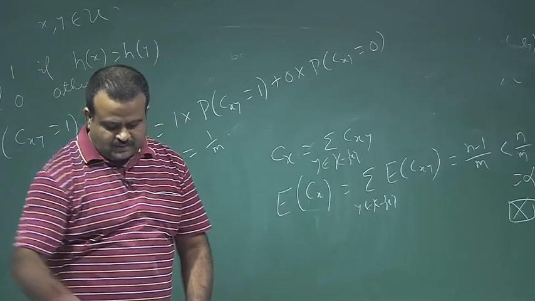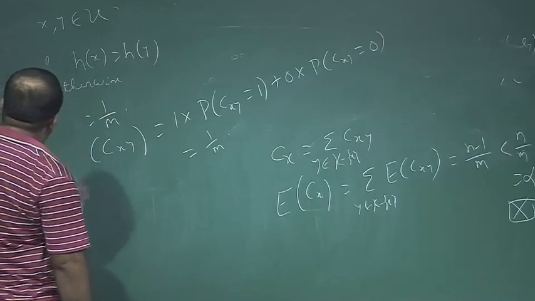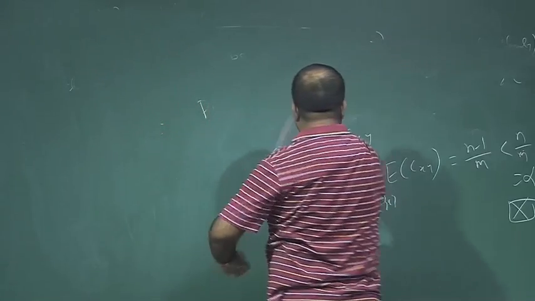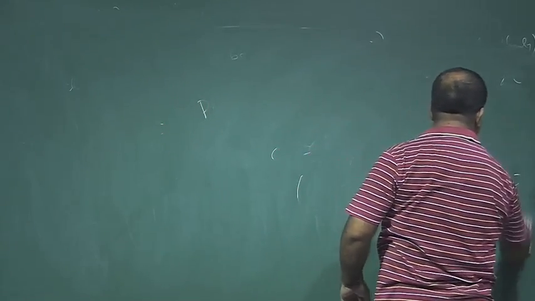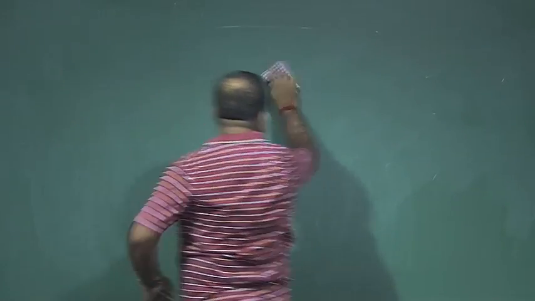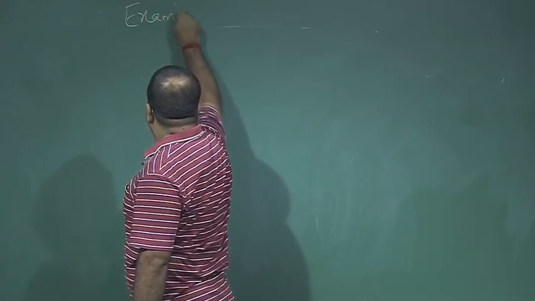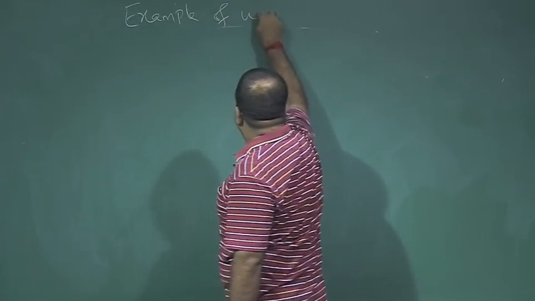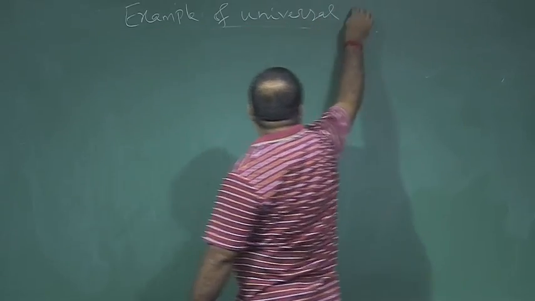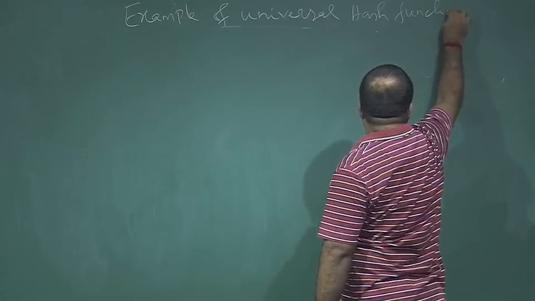Okay. So, next we will talk about how we can construct such a universal hash function. This is one example of a universal hash collection.